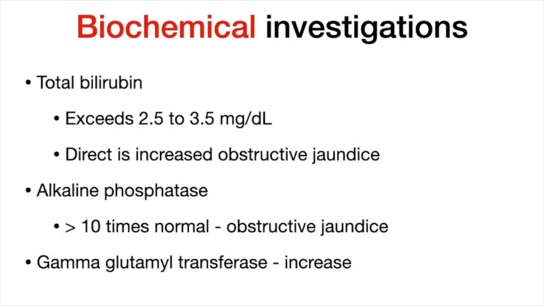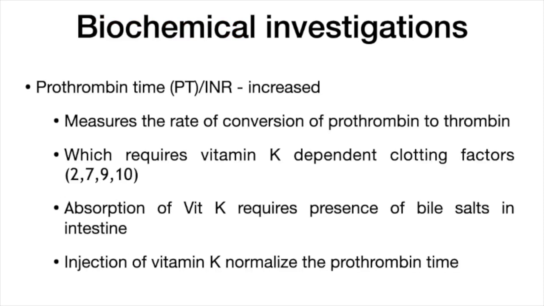These are divided into biochemical investigations and imaging investigations. In biochemical investigation, one is to look at the level of total bilirubin, which usually exceeds 2.5 milligrams per deciliter. There will be direct hyperbilirubinemia in obstructive jaundice, alkaline phosphatase elevation of more than 10 times the normal value, and gamma glutamyl transferase (GGT) elevation. There will also be an increased prothrombin time because it measures the rate of conversion of prothrombin to thrombin, which requires vitamin K dependent clotting factors, that is 2, 7, 9, 10.